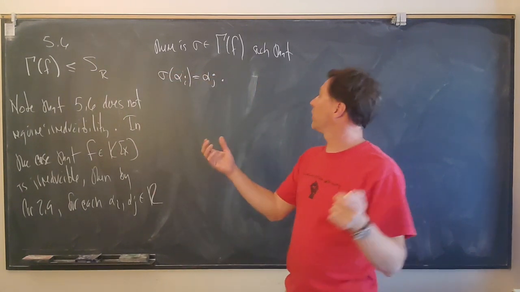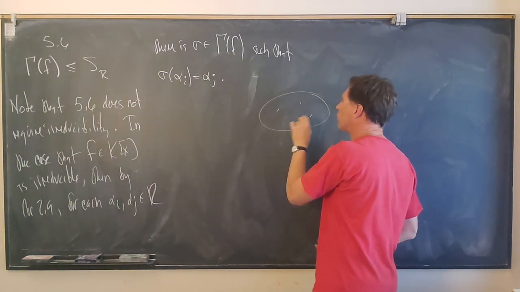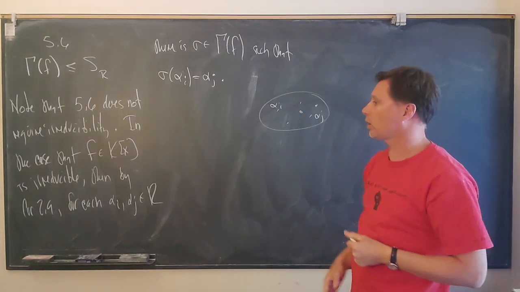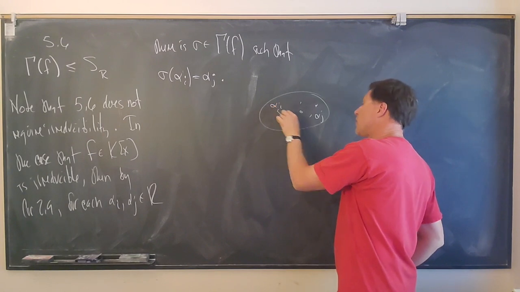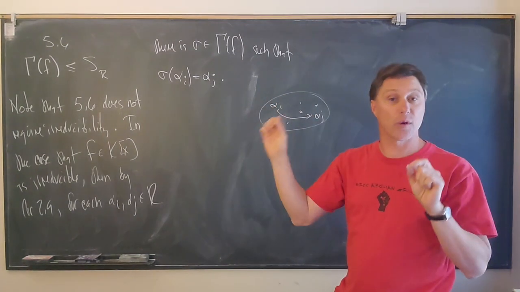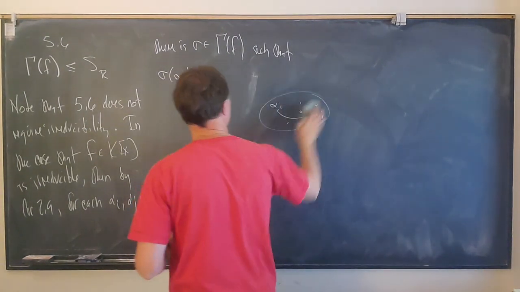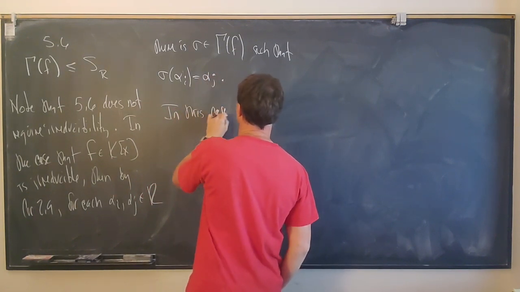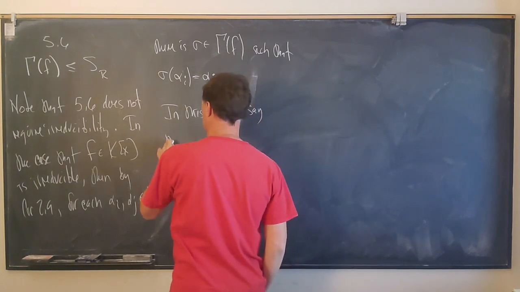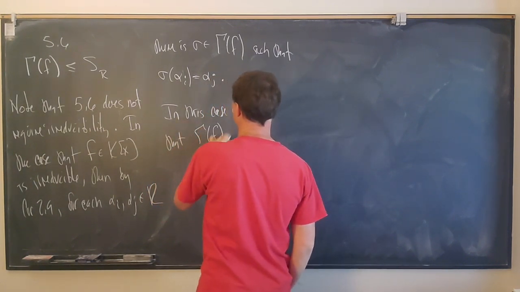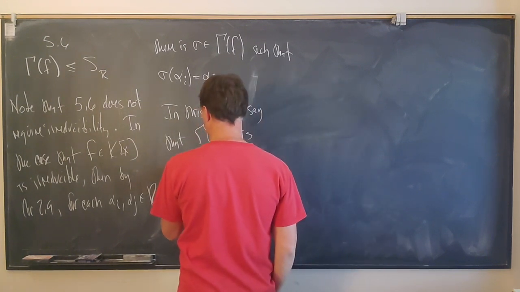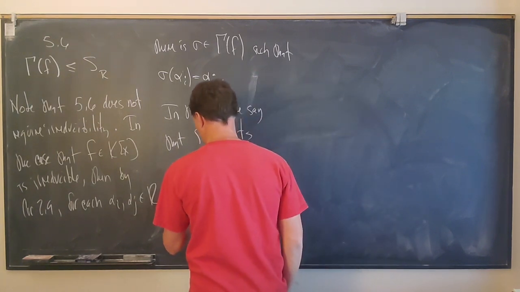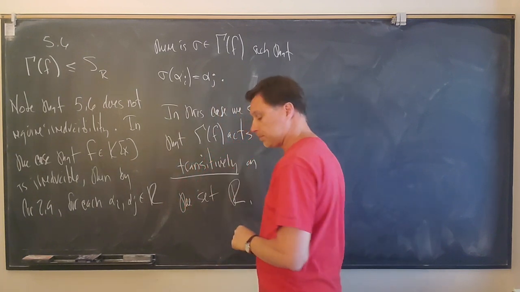So here we are in R, and R is our collection of roots. There's an alpha_i and there's an alpha_j. What Corollary 2.9 gives us is that there is a permutation that takes alpha_i to alpha_j for any choice of alpha_i and alpha_j. And there's terminology for this: in this case, we say that the Galois group of f acts transitively on the set of roots, so on the set capital R.